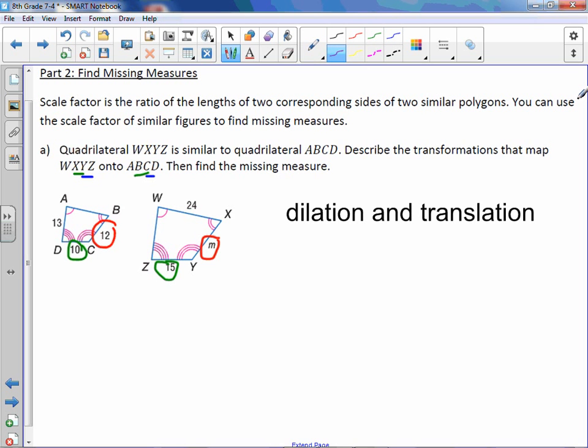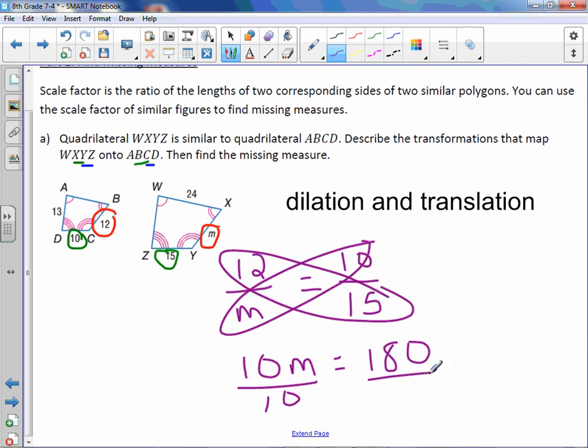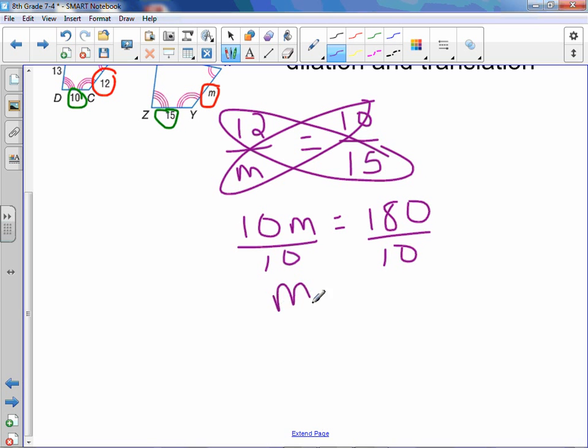We're going to set up a proportion, and I'm going to start with ABCD. So let's compare 12 to our M on this triangle, and then 10 to 15. Here we have a proportion, and we know how to solve it. Let's cross multiply. 10 times M is 10M, and 12 times 15 is 180. Divide both sides by 10, and we get our missing length at 18.